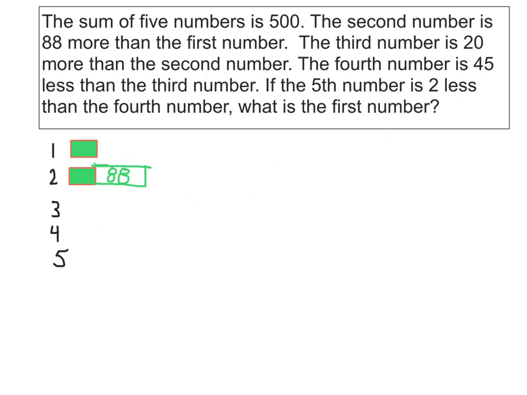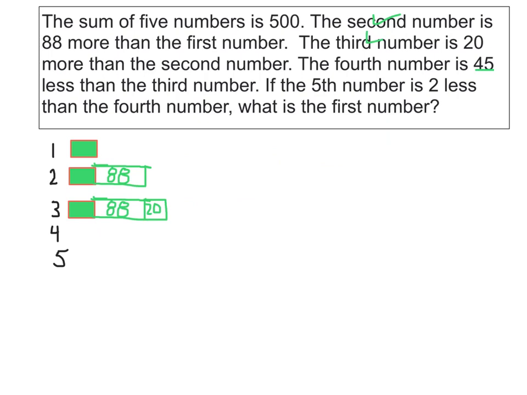The third number is 20 more than the second number. So I need to duplicate that second number, but I've got to add another 20 more onto it. So I've taken care of the first number, the second number, the third number, and I'm ready for the fourth number. The fourth number is 45 less than the third number.